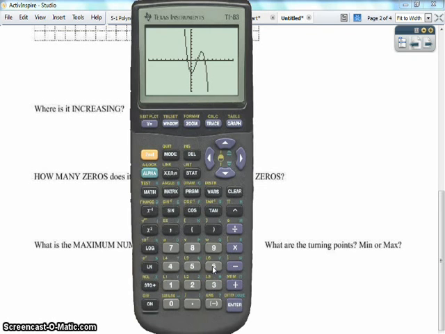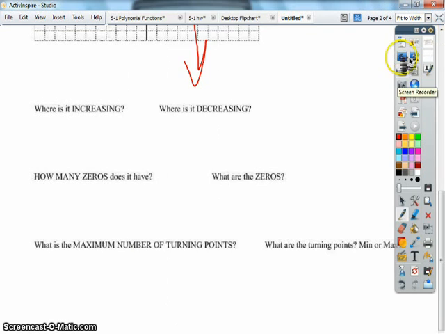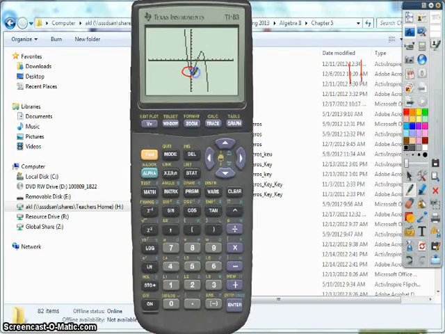Take a look right here. That's a minimum. And right here is a maximum. I'm going to teach you how to use your calculator to find the min and the max. You might assume that the minimum is 0, and you might assume that the maximum is at 2.5. But you know what they say about assuming.